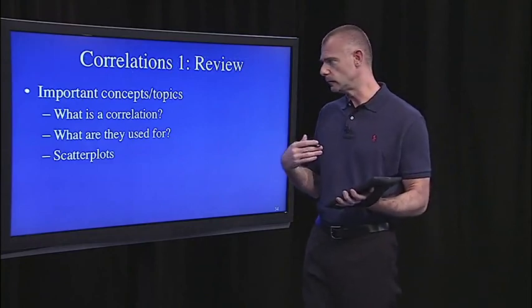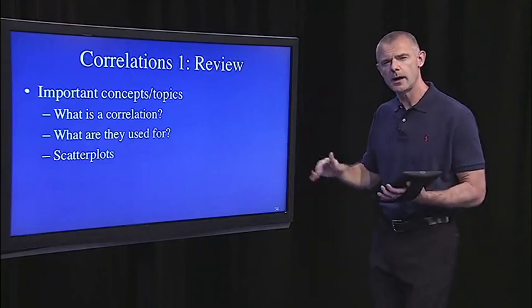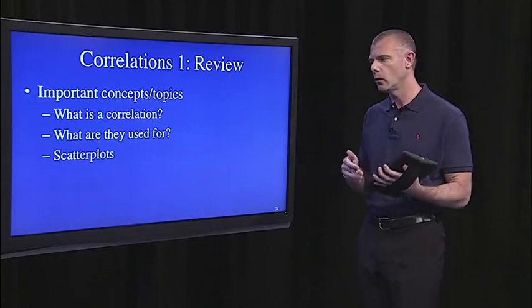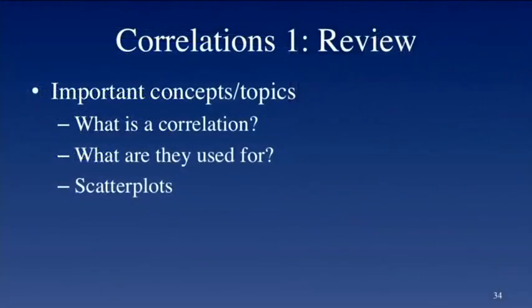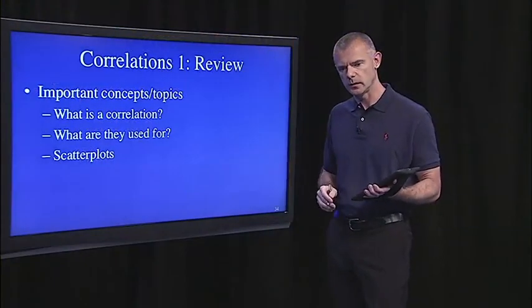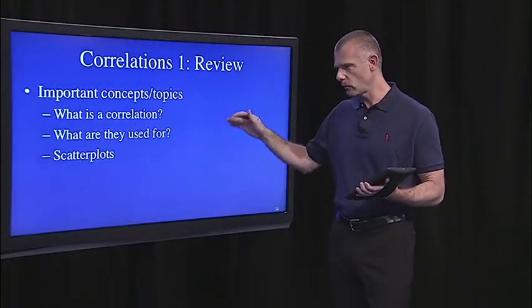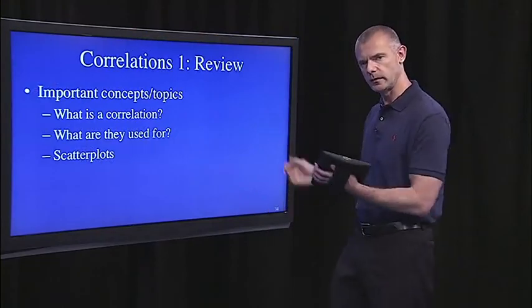To sum up this segment, what I want you to take away is just the concept of correlation, what they're used for, and how we use scatter plots to evaluate correlations and see where correlations might be going wrong or where the strength is coming from.